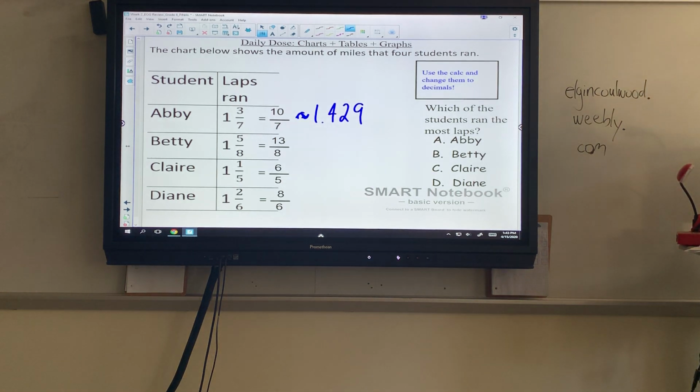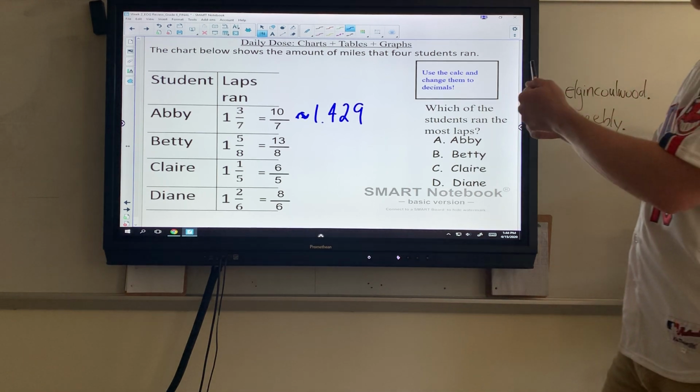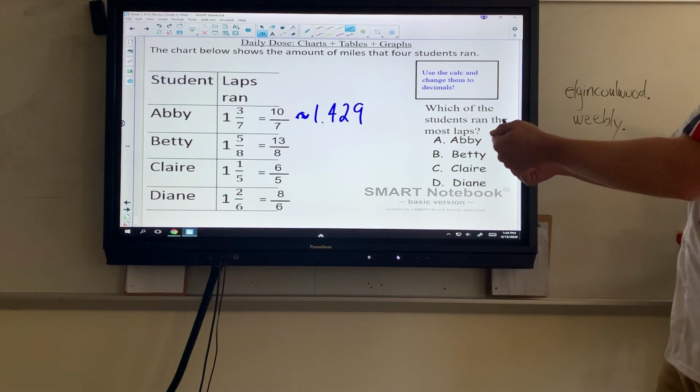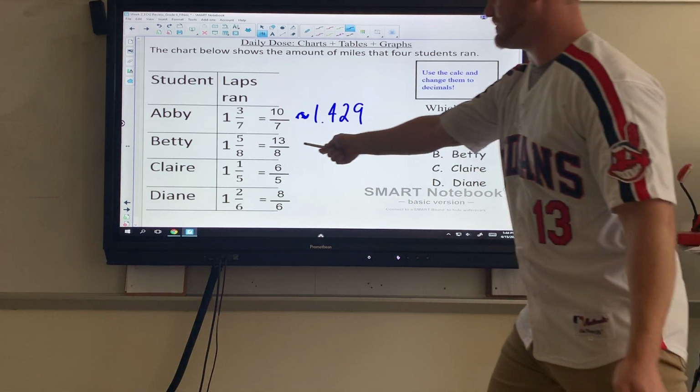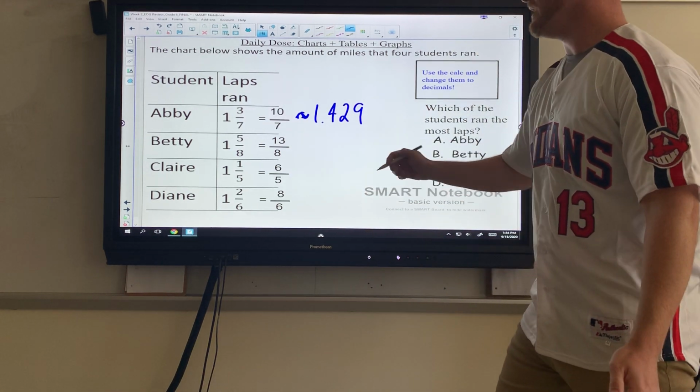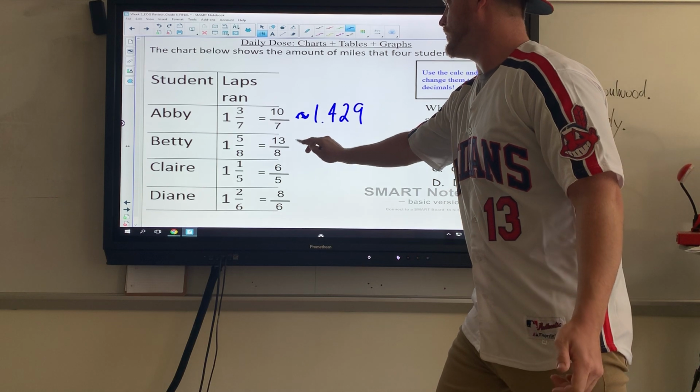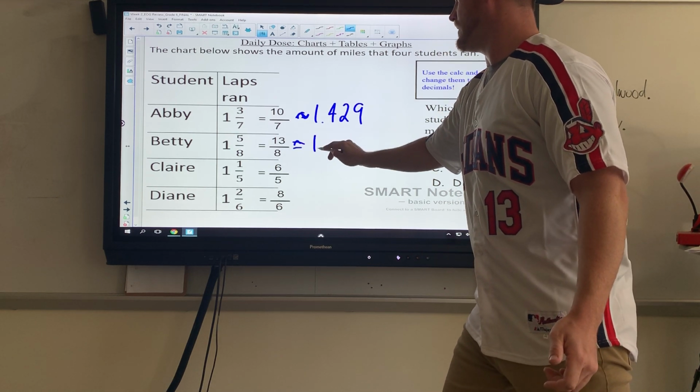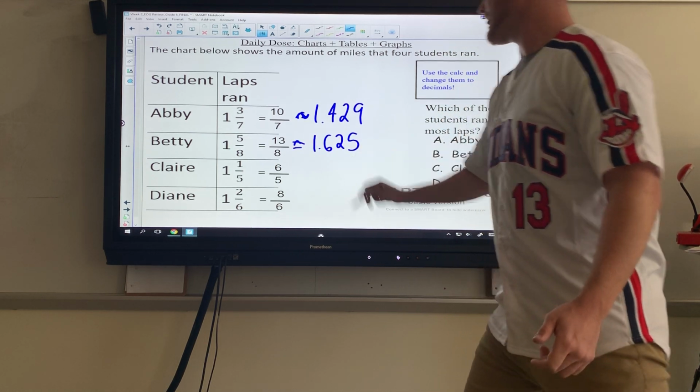If I were to do that for 1 5/8, it would be 1 ABC 5, ABC 8, and then second FTD. Or if you just type in 13, remember fraction bars mean division, so 13 divided by 8, we would get this one straight up equals 1.625.